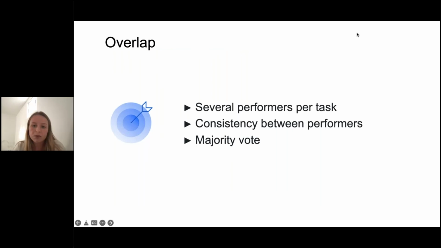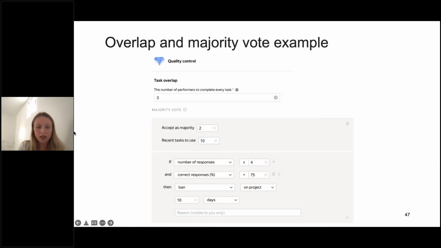Another thing that is important here is that usually one task is not sent to one person. It is usually sent to several people. This is because we do not trust one single person. We rather would send it to several users and then check for consistency between those people. This is something we call majority votes, and I have provided an example here.